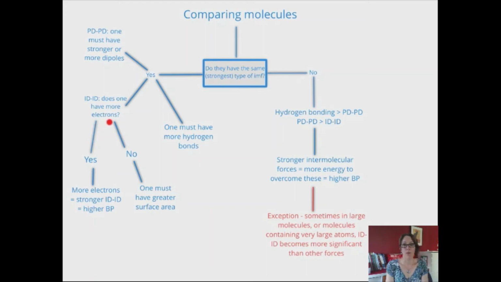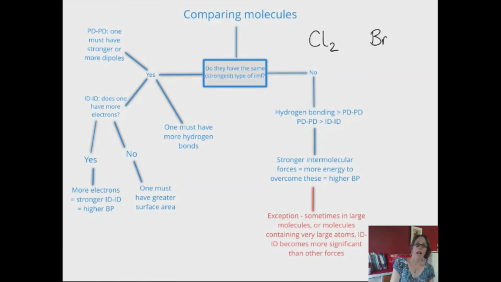And then this is much more common, two molecules that both only have London forces or instantaneous dipoles. If one of them has more electrons, so is a bigger molecule, then we just go to the point that more electrons is stronger. Alternatively, if they're isomers, it must be that one has a greater surface area than the other. So we're going to now look at 4 examples.